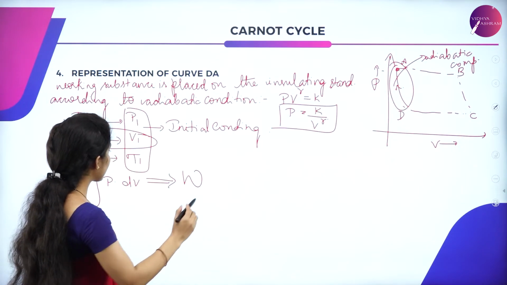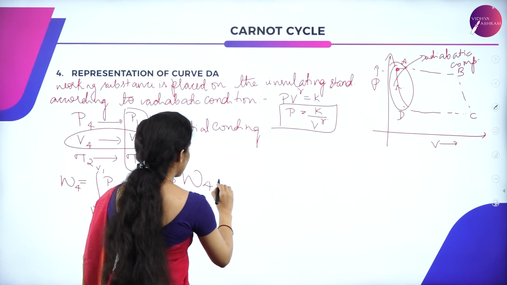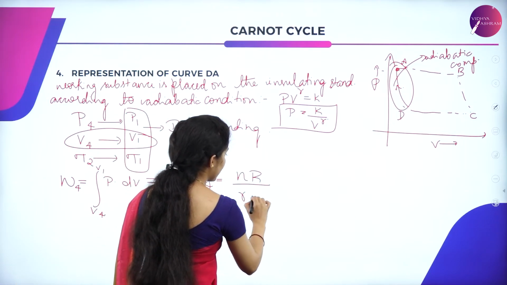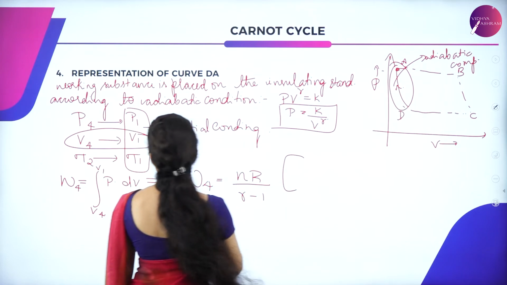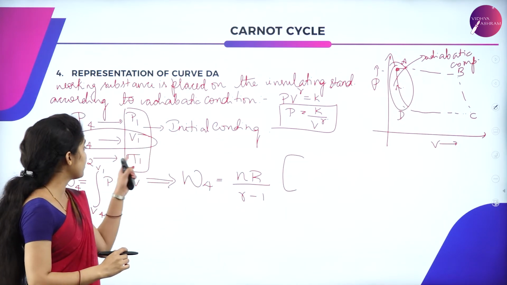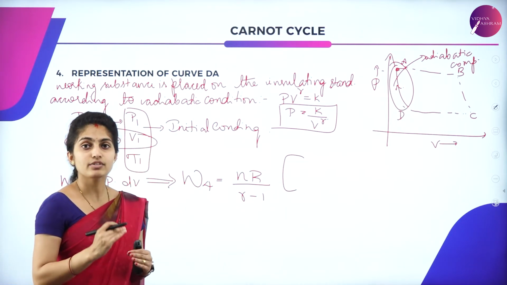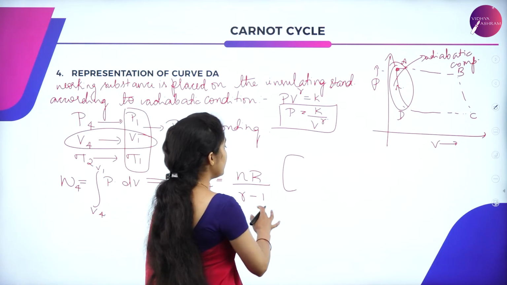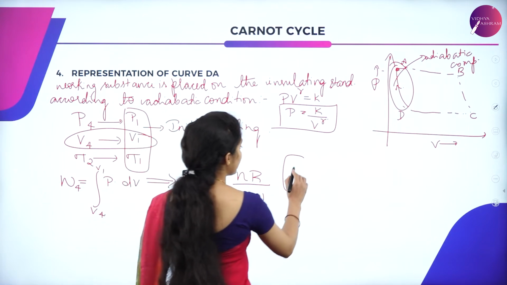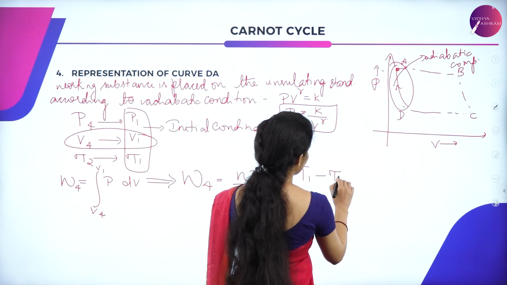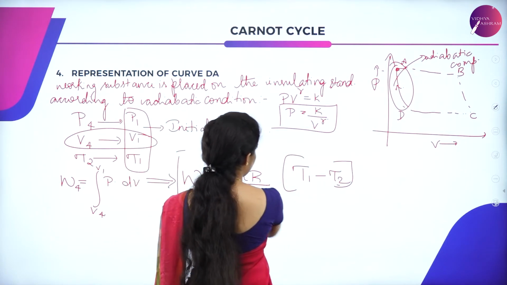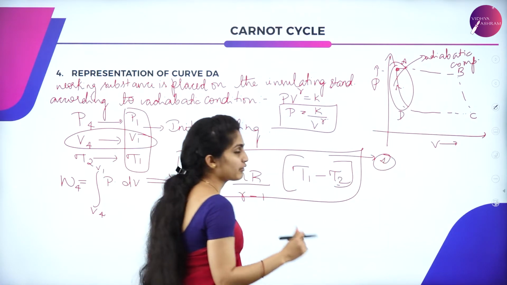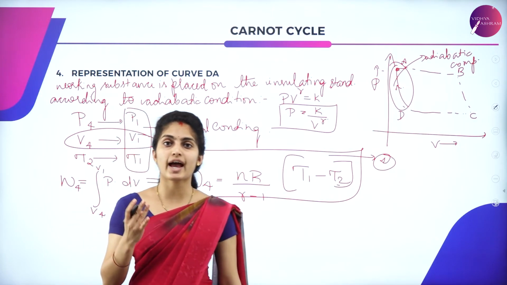So here I can write W4 is equal to nR divided by gamma minus 1. Here we have T1 and T2, so it is now T2 to T1 back again. So the equation becomes nR divided by gamma minus 1 into T1 minus T2. You will have this as equation 4. So we have equations 1, 2, 3 and 4.